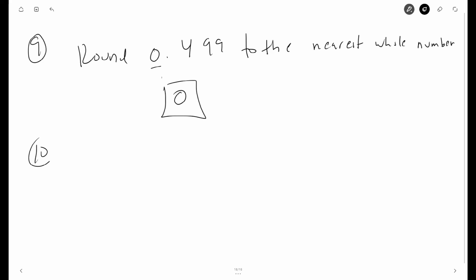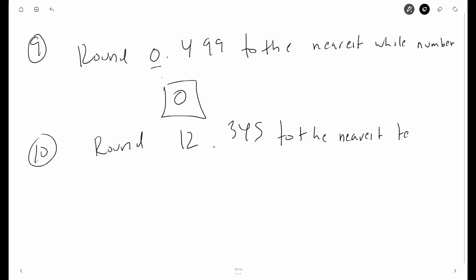In the last problem, we're gonna round 12.345 to the nearest tenth. Okay, so the nearest tenth is 3. We look at the next digit. Is 4 greater than or equal to 5? No, that means that we leave 3 as it is. So it will be 12.3, and that's it.